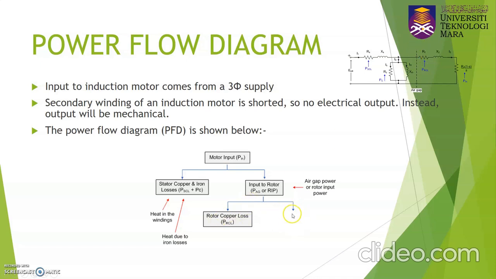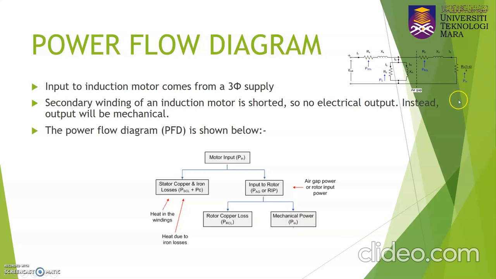And then the rest will be the mechanical power. This is the power developed by the motor, the developed power produced by the induction motor. We call it the mechanical power. The mechanical power happens at R2 multiplied by (1 minus s) divided by s.